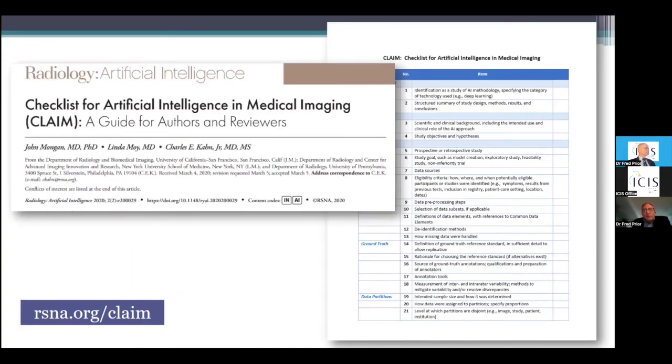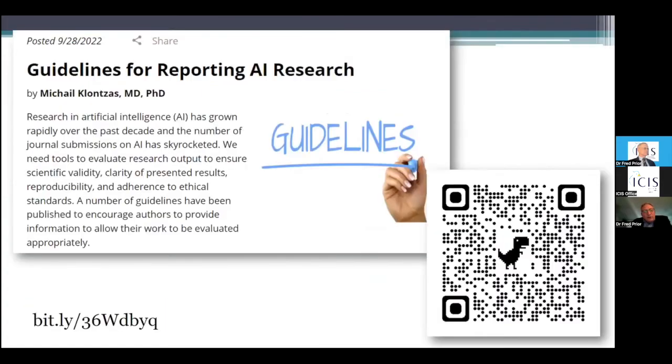One of the other tools that we have available to us now is the CLAIM checklist. This is available at rsna.org/claim. And thanks to John Mongan of UCSF and Linda Moy, who is the incoming editor for Radiology, who were participants in developing this, it's a checklist that one can use to describe the elements that have been included, such as ones I discussed here in various work.